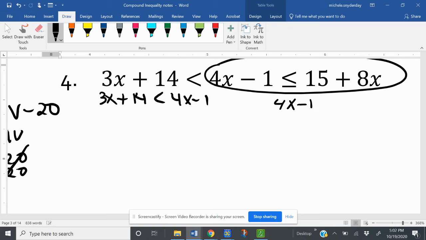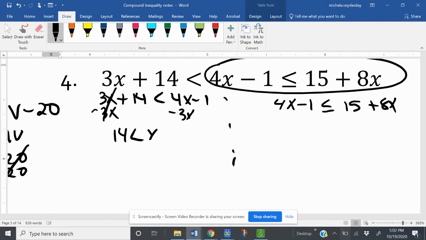4x minus 1 is less than or equal to 15 plus 8x. Starting with the first one, let's subtract 3x on both sides. Now we have 14 is less than 4x minus 3x, which is just x, and we still have that minus 1. So we'll add 1 to both sides, and we're left with just an x, and 14 and 1 is 15.